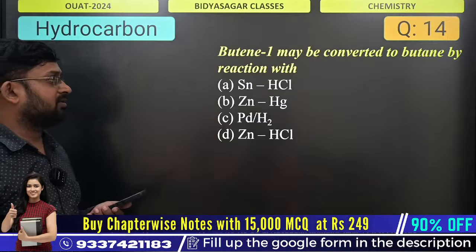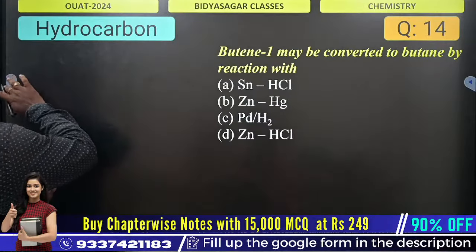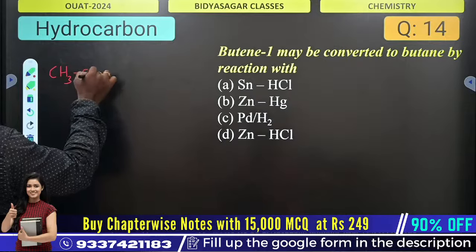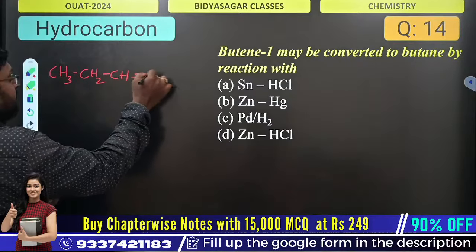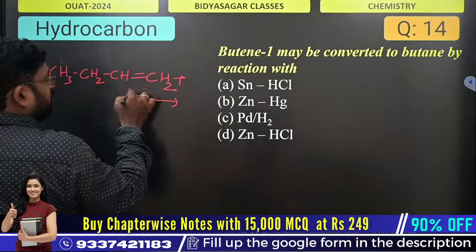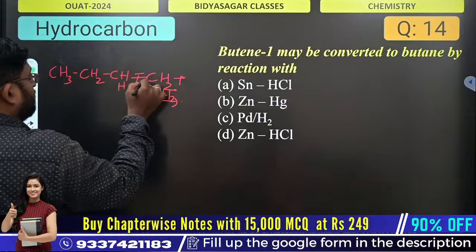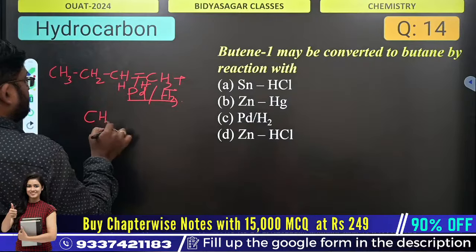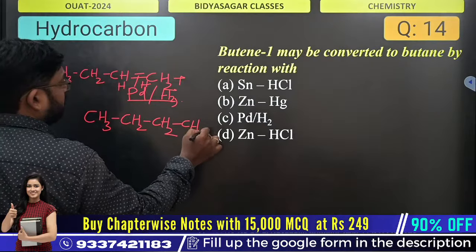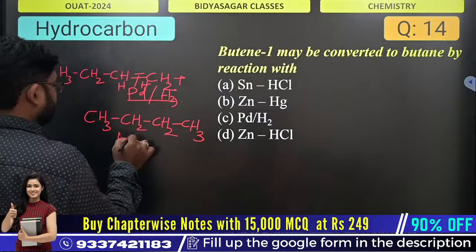Butene-1 may be converted to butane by reaction with which reagent? It's a very easy question. So see here, CH3CH2CH=CH2. If you give H2/Pd, the pi bond will break and you can put hydrogen on both sides. It undergoes an addition reaction and we will get butane.